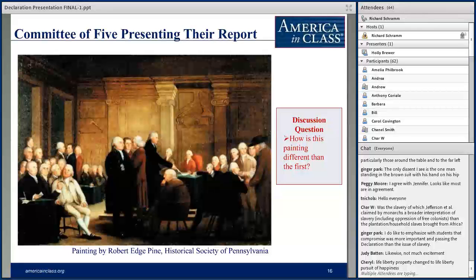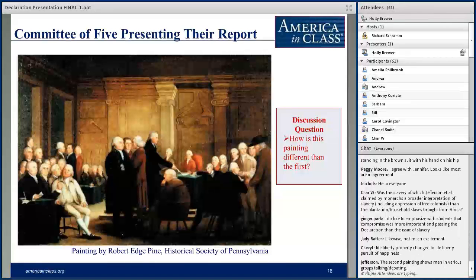Okay, so this is the only contemporary painting of the process of debating the Declaration of Independence. It was done by Robert Edge Pine, who actually witnessed it, and it's now owned by the Historical Society of Pennsylvania. How does this painting portray what's going on? How does this one portray it, and how does it differ from the first?